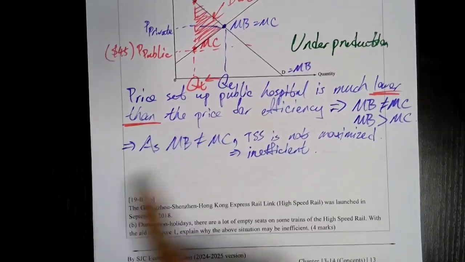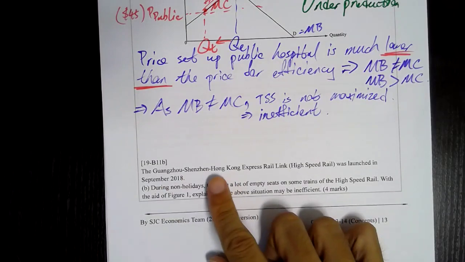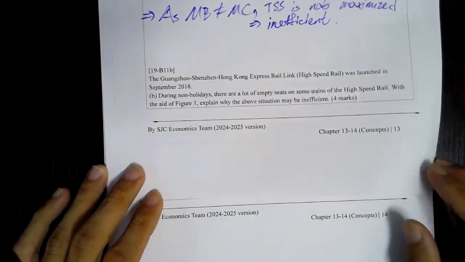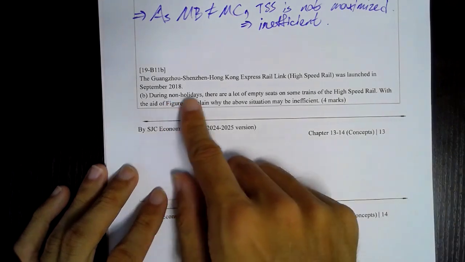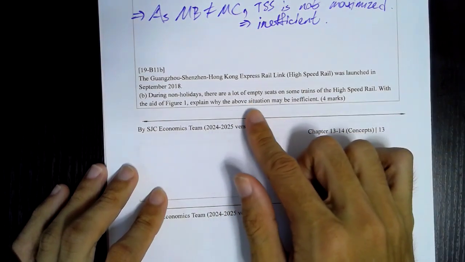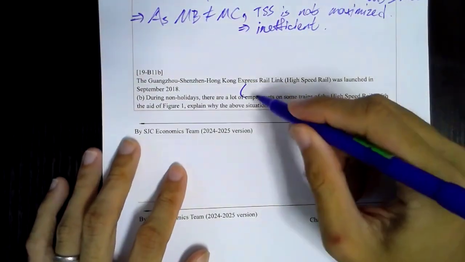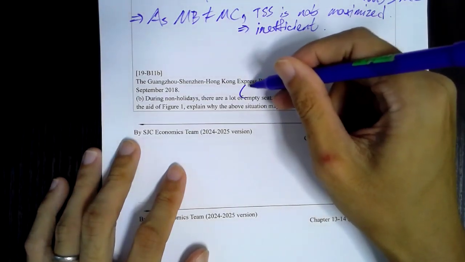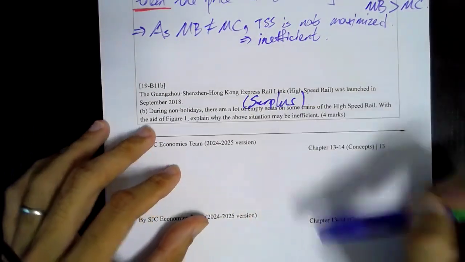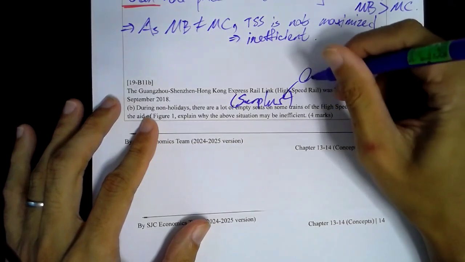Now, what about the next question? Here, 2019. The high-speed rail was launched in September 2018. Wow, it's been a long time, the high-speed rail was 2018, right? During non-holiday, there are a lot of empty seats on some trains. Okay, explain why the above situation may be inefficient. Empty seats, what does that mean? Empty seats meaning there are some surplus. Why is this inefficient? Since there is a surplus, you produce too much, or too little, there are things left over. Definitely, this is an overproduction.